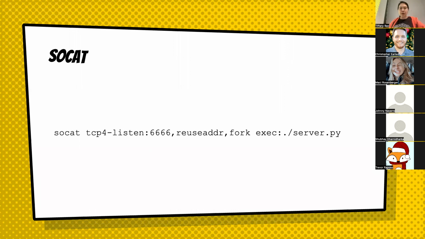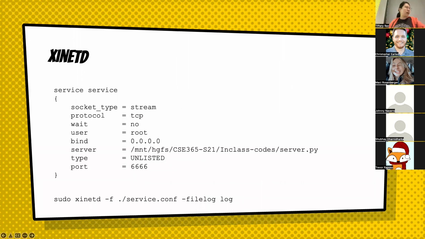So question here, where is service.conf? service.conf is this file. You just need to copy paste this and then save it as service.conf. And also you want to change the path of the server that you want to run, as well as the port. In that case, you can use xinetd to run the program as a server.